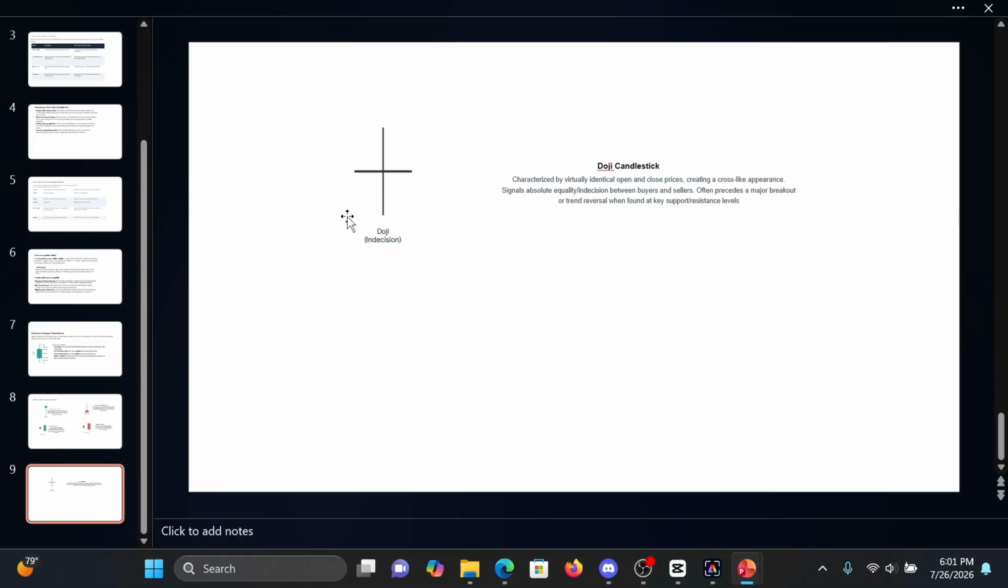Then the last one we have is called the doji. The doji means indecision, characterized by virtually identical open and close. You see, it's like a cross. Sometimes it can have a small body, creating a cross-like appearance, and signals absolute indecision. That means the buyers and the sellers have the same strength within the market, so no one is controlling the market.